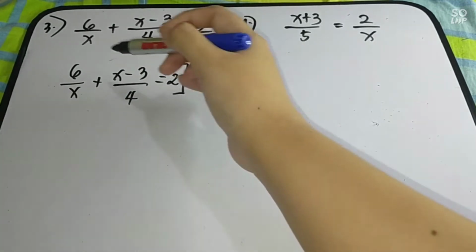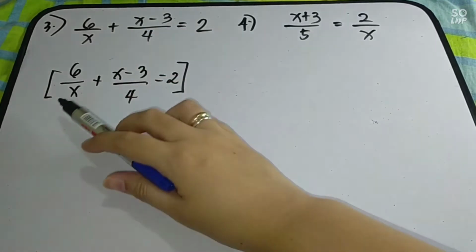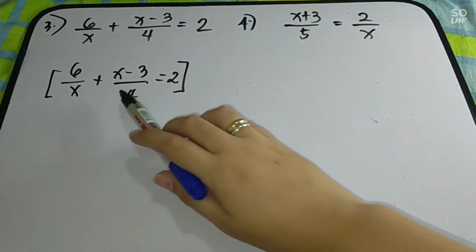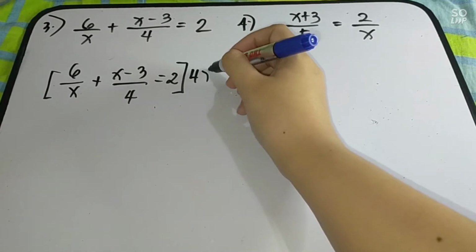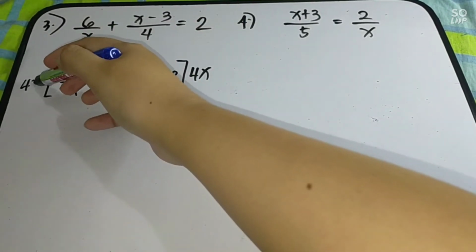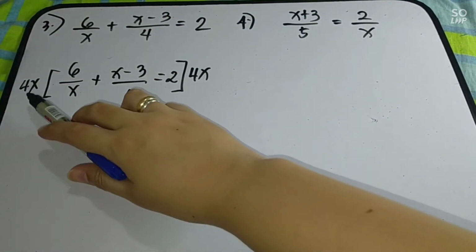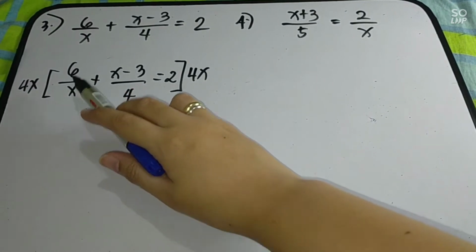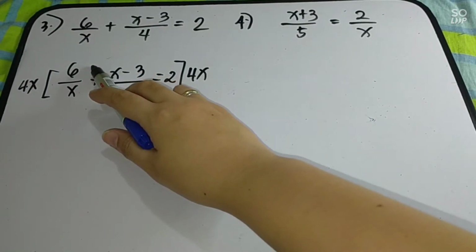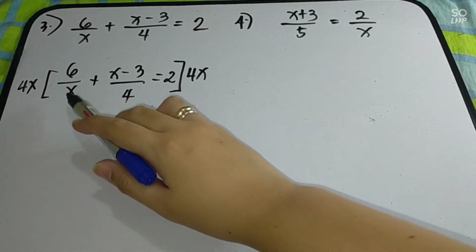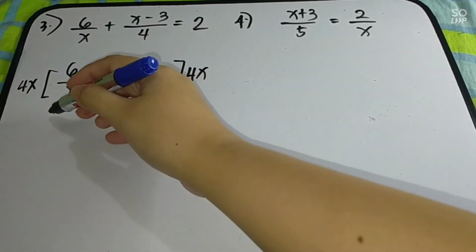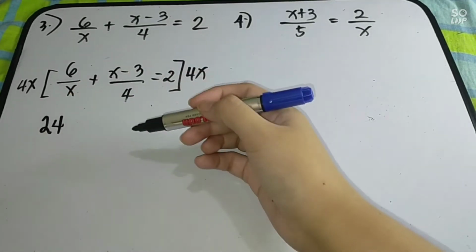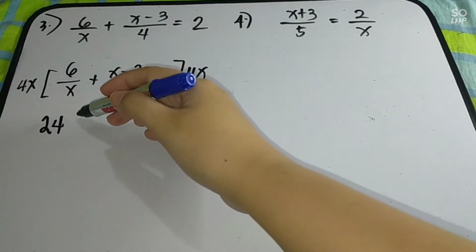So, i-multiply natin siya sa kanyang LCD. So, ang LCD niya, multiply mo lang si x times 4, that is 4x. So, that is your LCD. So, you have here 4x. Afterwards, you are going to divide to the denominator, then multiply sa numerator. Let us divide. 4x divided by x, the answer is 4. 4 times 6, the answer is 24. Just write 24. Next tayo, plus.